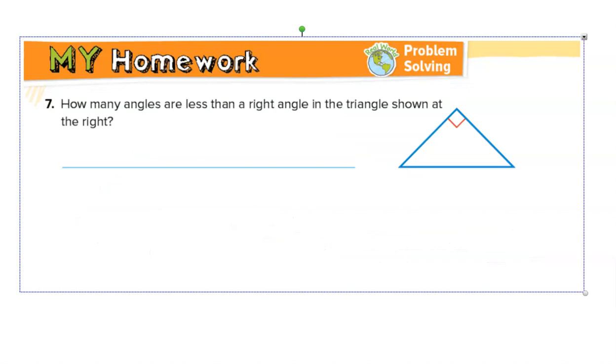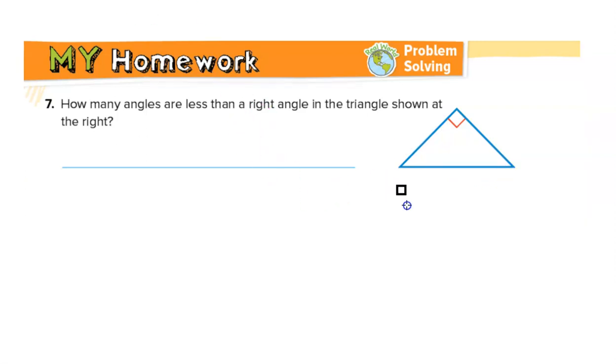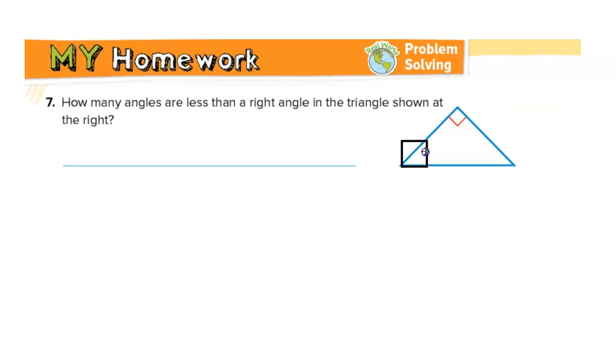All right, last one. How many angles are less than a right angle in the triangle shown at the right? Well, right away I can tell that this angle here is a right angle because I can see the red square in it. So we really need to just look at these last 2 angles. I'm going to make my square. You'll grab a piece of paper or a note card, and let's hold it up here. Oopsie. Need a square. There we go.